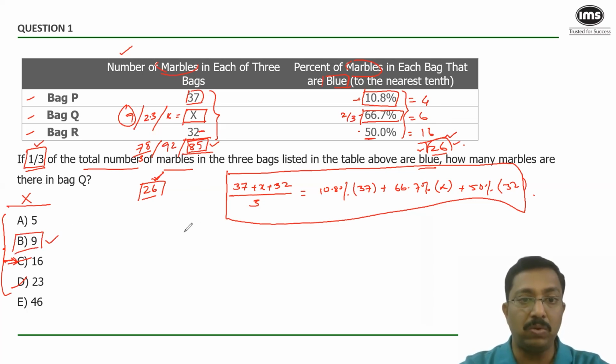Got it? This is called the plug in the answer approach, back solving approach, reverse approach, where we pick the answer and plug into the question. Hope you people followed this approach.